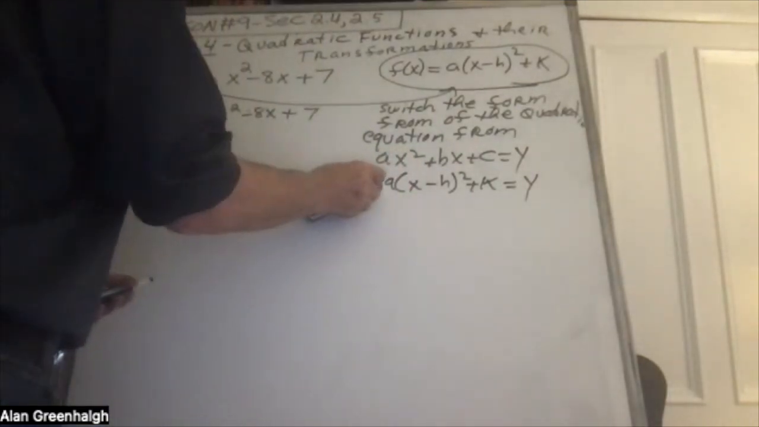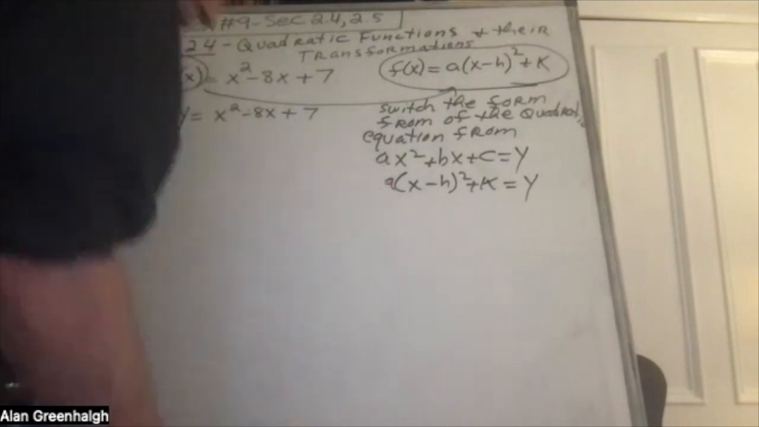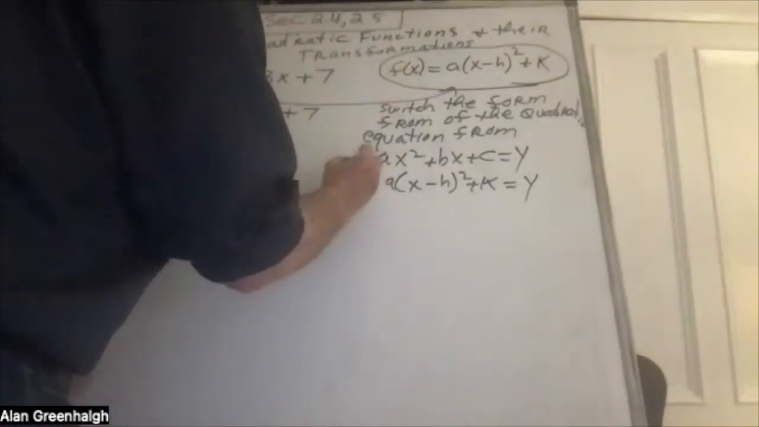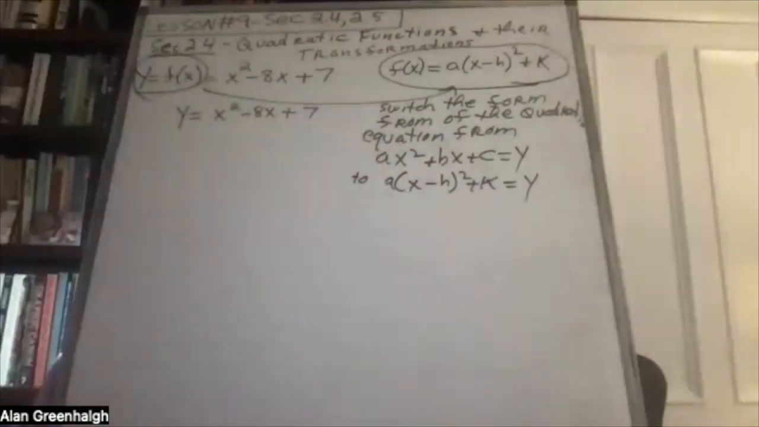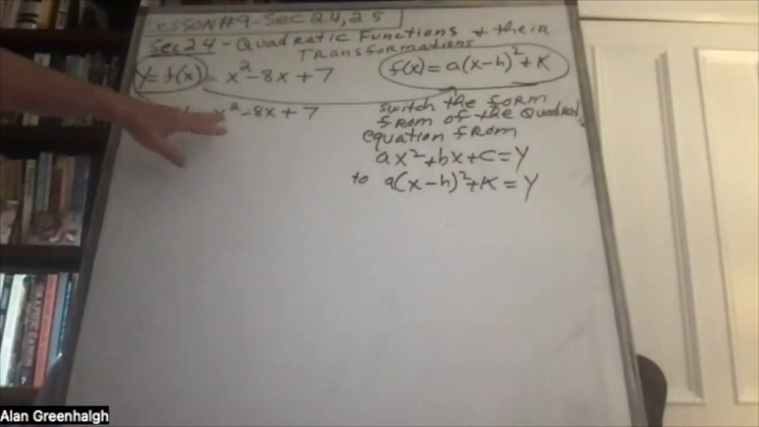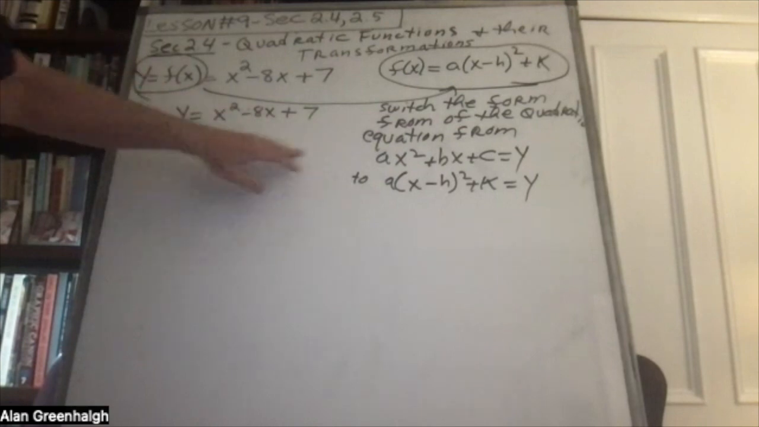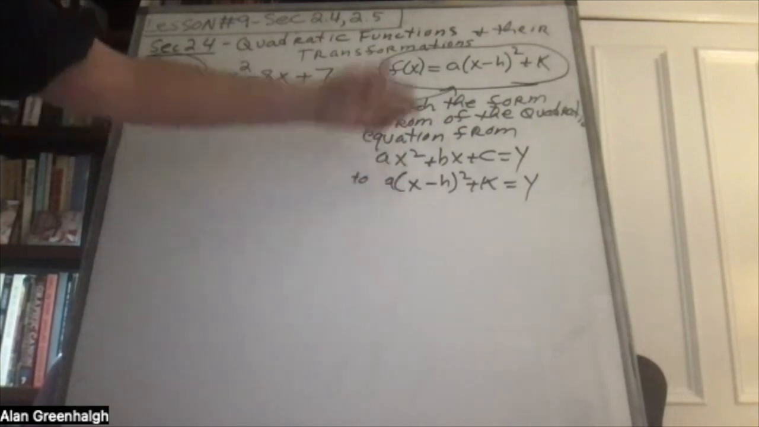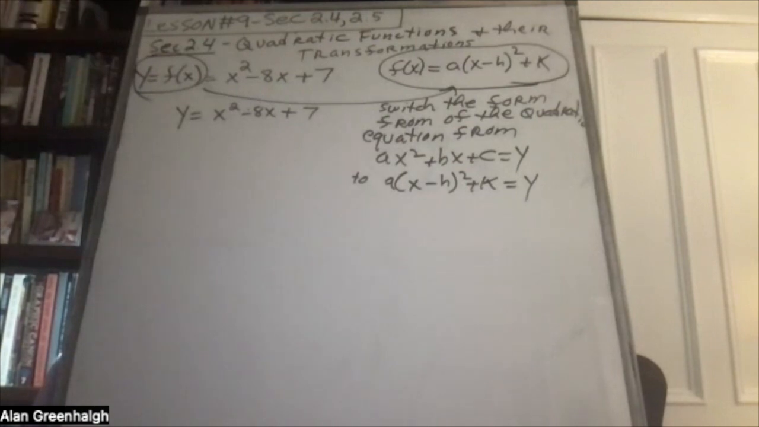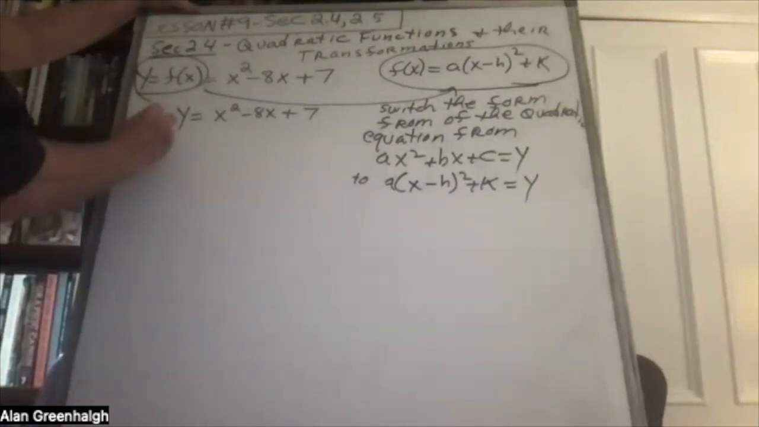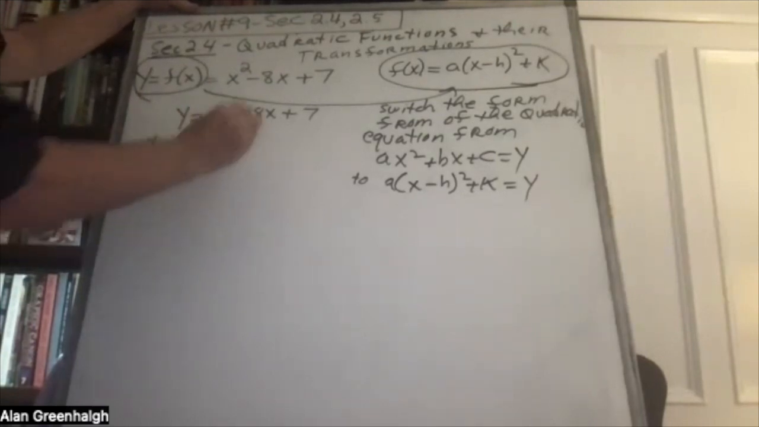And the way we do that is by using the concept of completing the square. Okay, so this is going to be switched to this form, and then we'll be able to graph it. So what we do is the following. We say y equals x squared minus 8x, and I'm going to take that.